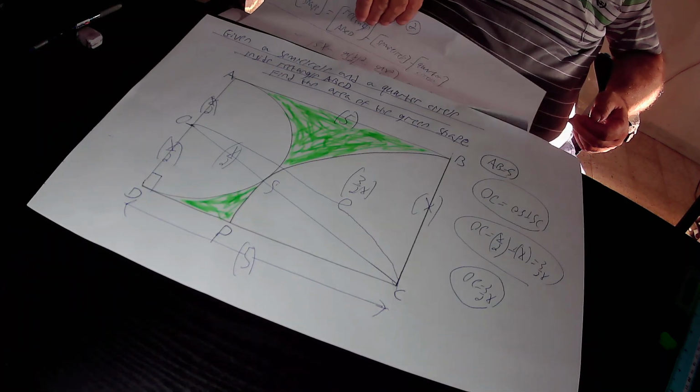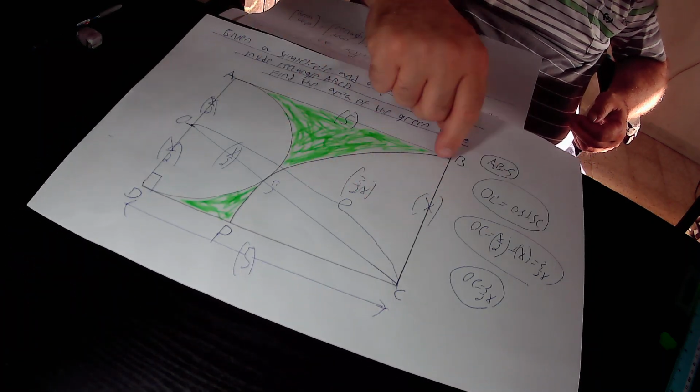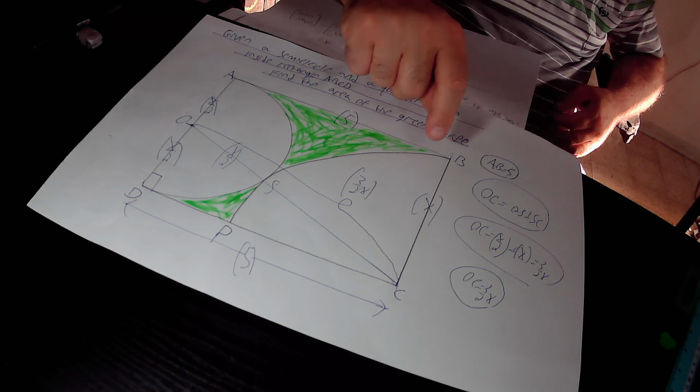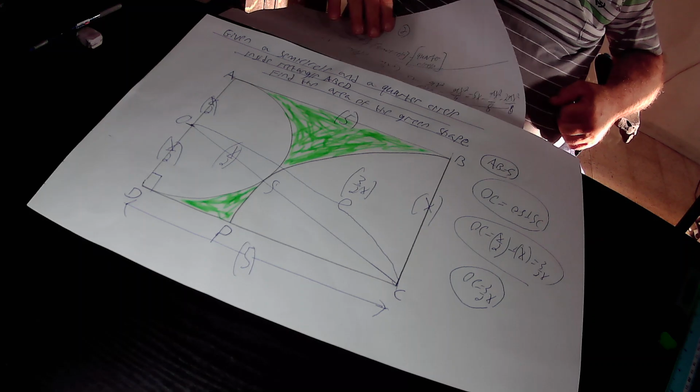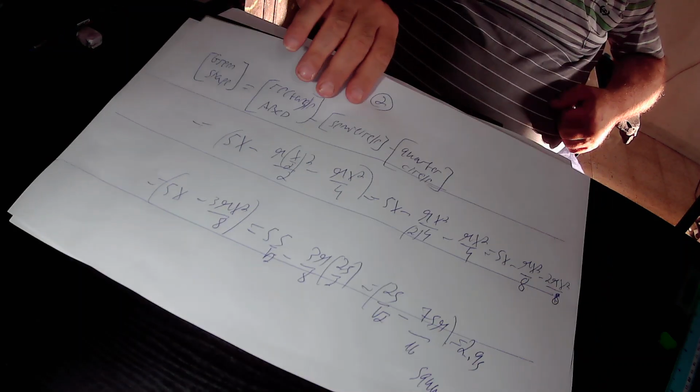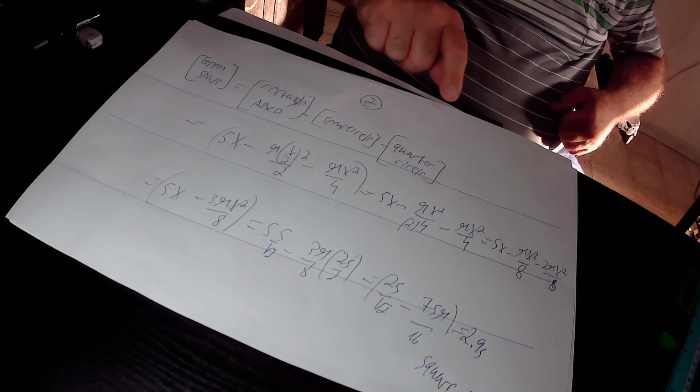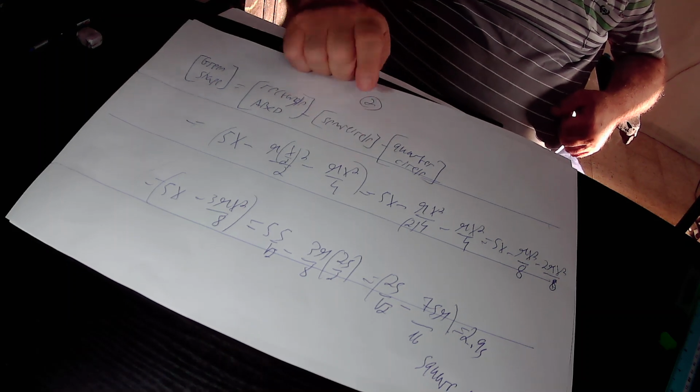Minus the area of the quarter circle. We know that the radius of this quarter circle is x, therefore the area of this quarter circle must be equal to pi x squared over 4.